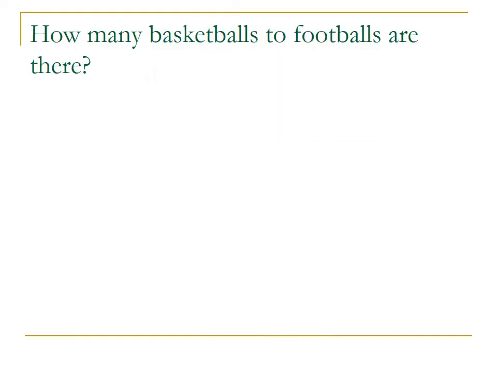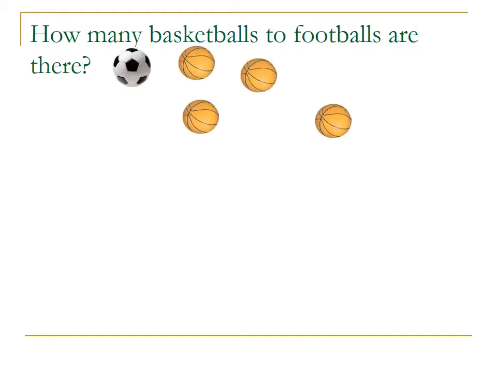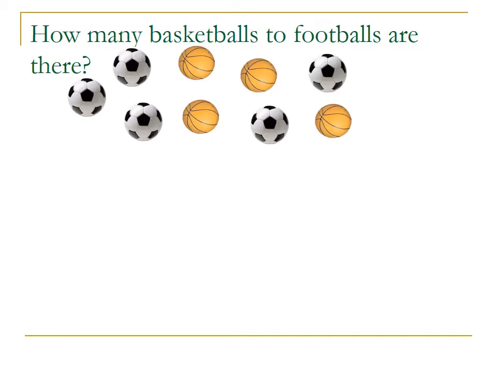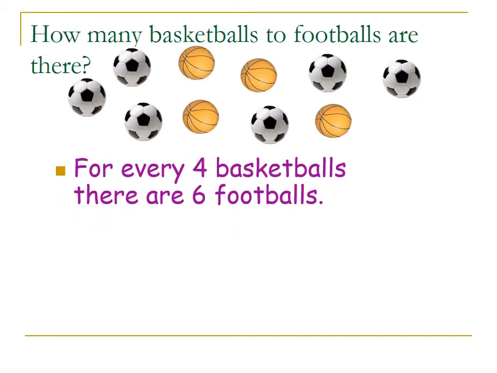Now let's solve this example also. How many basketballs to footballs are there? What do we have to do first? First, you have to count how many basketballs. 1, 2, 3, 4. And how many footballs? 1, 2, 3, 4, 5, 6. So for every 4 basketballs, there are 6 footballs. So the ratio is 4 to 6.